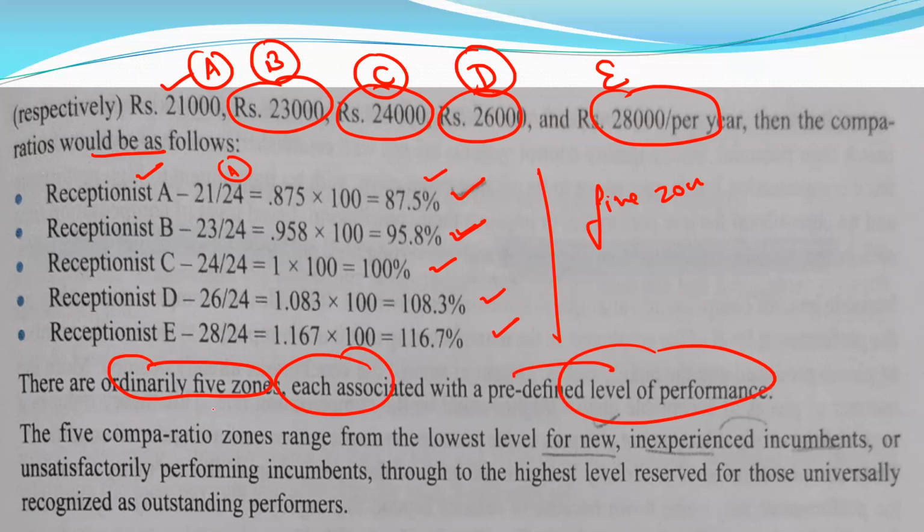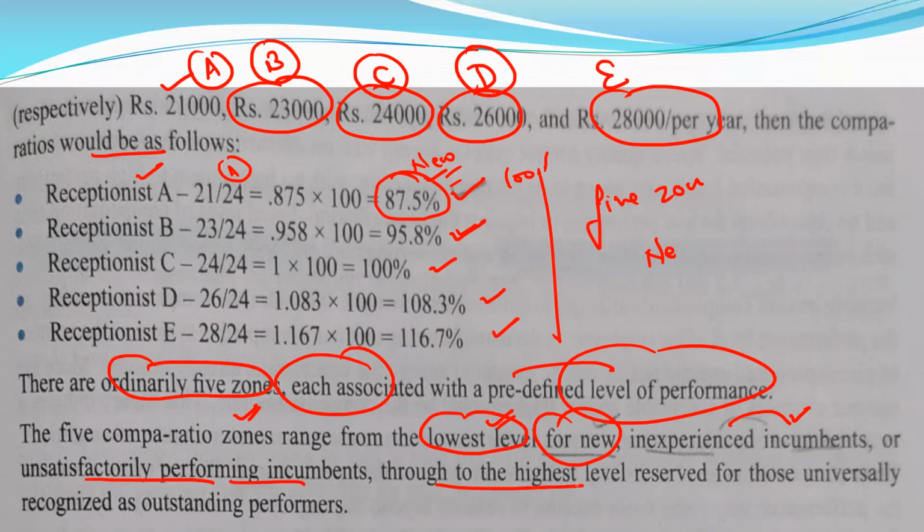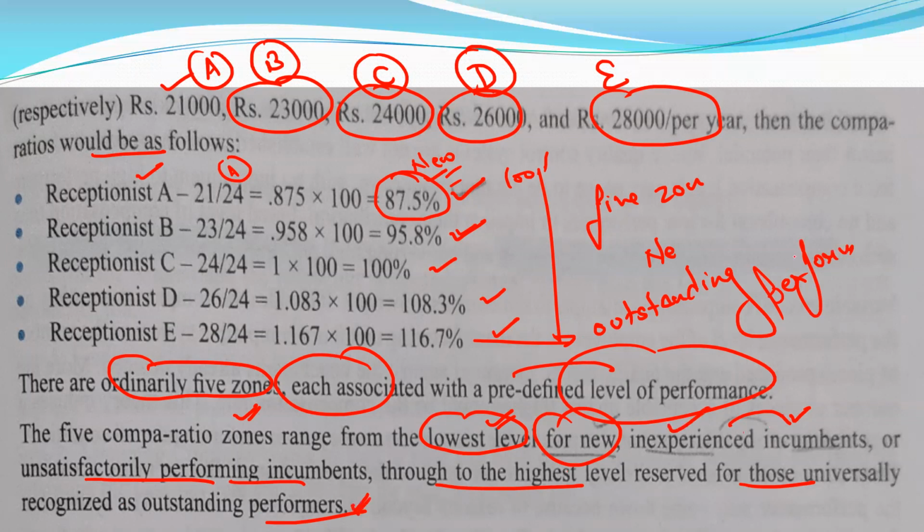So the 5 Compa ratio zones range from the lowest level, basically for the new person who does not get a proper salary, not 100%. So we can say that this person is a new, inexperienced incumbent, or an unsatisfactorily performing incumbent, through to the highest level, reserved for those universally recognized as outstanding performers. From the new, inexperienced to basically outstanding performers.